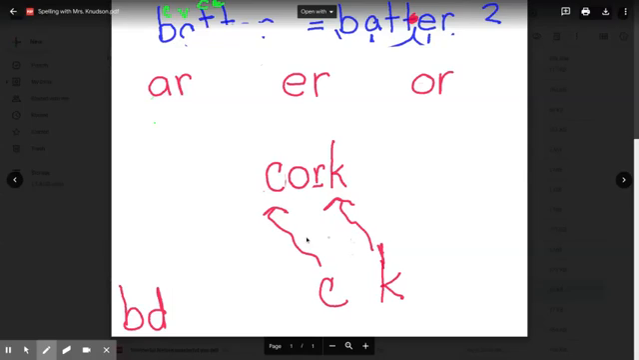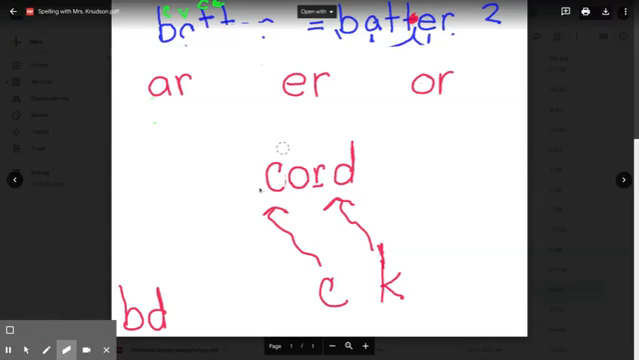And our last word in this series, we're going to turn cork into cord. Cord. So you've got to figure out which letter changes. Definitely don't need that second K in there. Cord. Please make sure that your D is facing the right way. Cord. Nice job.